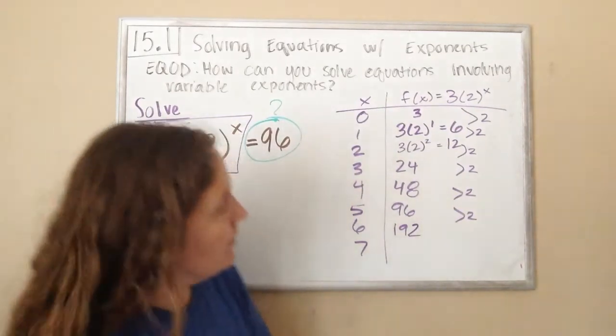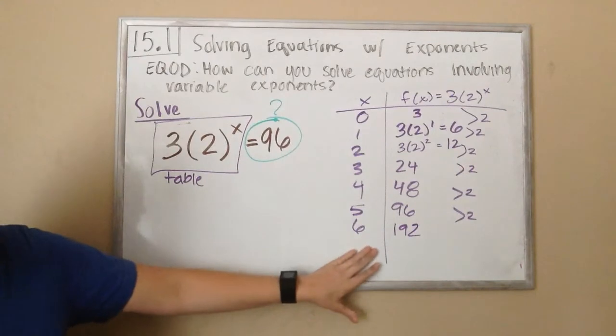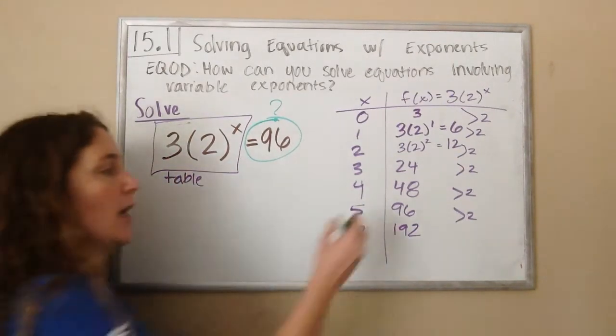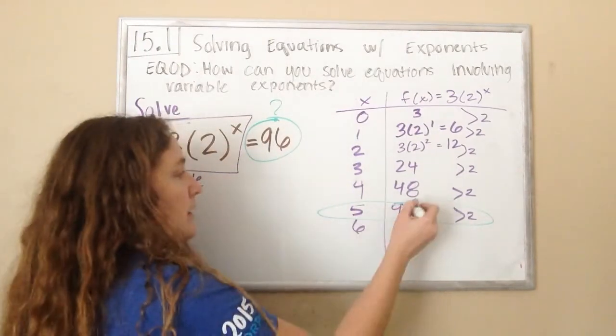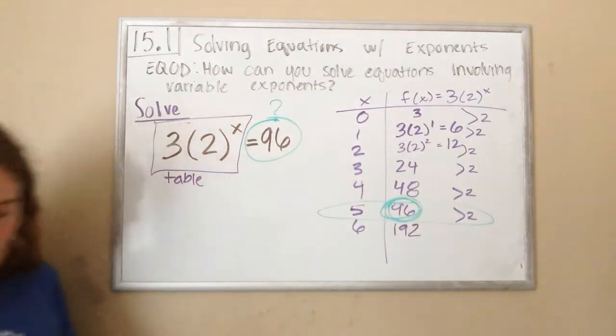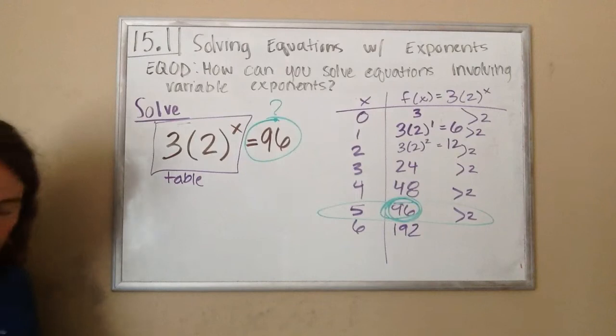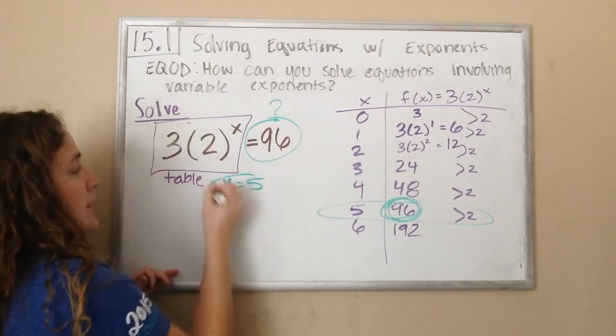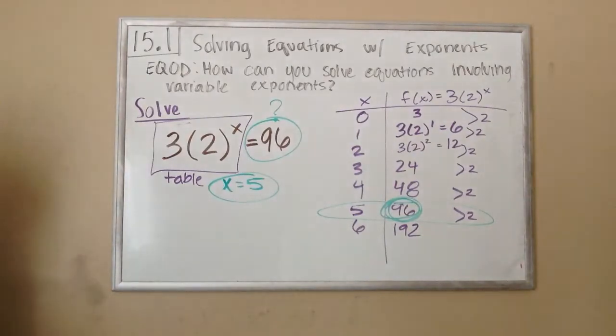Okay, so what we were looking for in this table, 3 times 2 to the x, is when does it equal 96? Well, that's right here. So our answer to this would be x equals 5. That's our answer from our table.